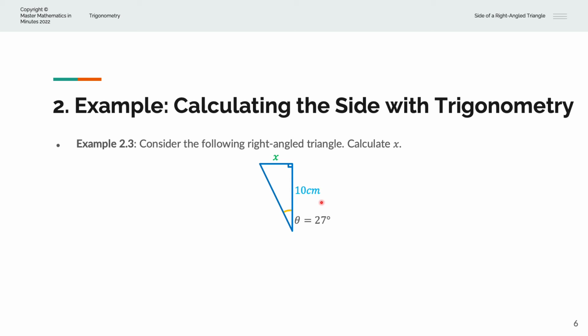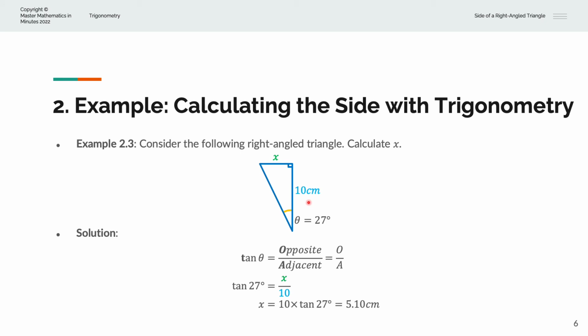So the function that relates the opposite side, O, and the adjacent side, A, will be the tangent function, and we'll choose the tangent function in this case. So we have tangent of theta is equal to the opposite side over the adjacent side, or O over A. So we have tangent of 27 degrees, because theta is 27 degrees from the question, is equal to the opposite side, which is x, and the adjacent side, which is 10.